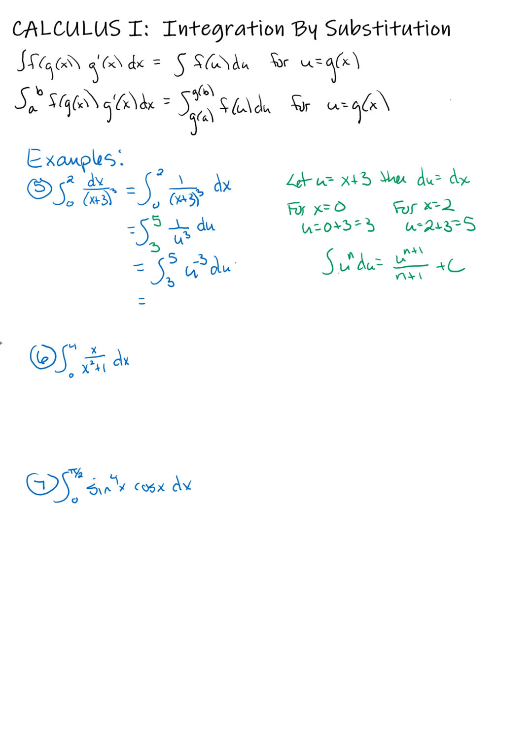We end up with, let's see, that's going to be a negative 1/2 times u to the negative 2, and we're going to evaluate this from 3 to 5. Because I need to evaluate a negative exponent, let's go ahead and make that a positive. So I'm going to write this as negative 1 over 2 times 1 over u squared. And then we'll evaluate from 3 to 5. Of course, you could go ahead and simplify that a bit more if you wanted before evaluating this, but I'll leave it in this form. So we have this evaluated at 5 minus evaluating this at 3.